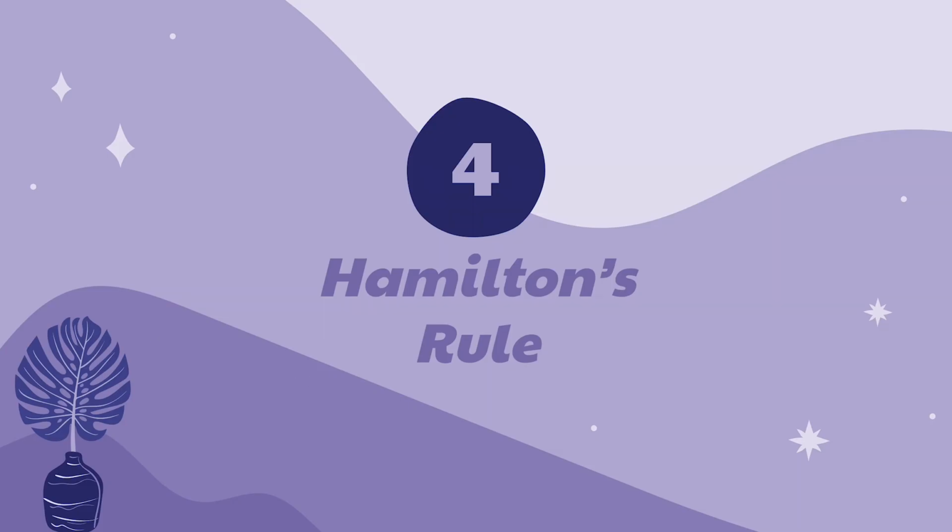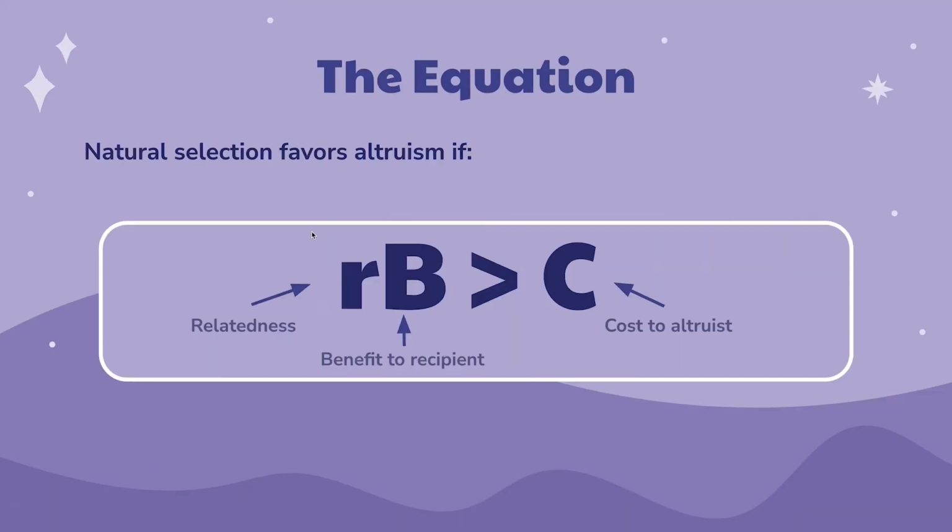Okay, so next up is Hamilton's rule. So this involves math as well. So here is the big equation. It's about altruism, which is basically in nature when you do favors for another organism and it hurts you in some way, so you're making a sacrifice.